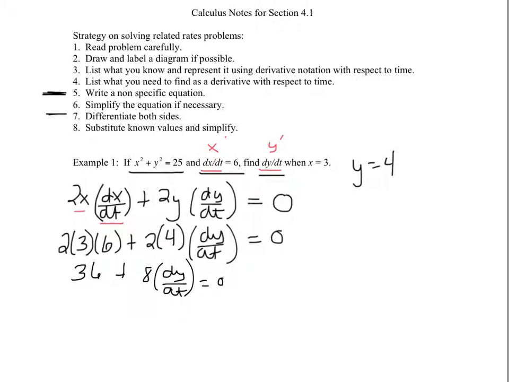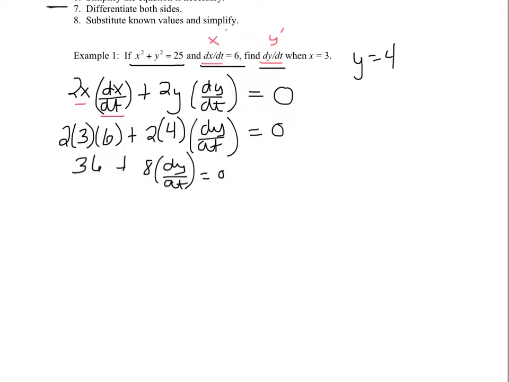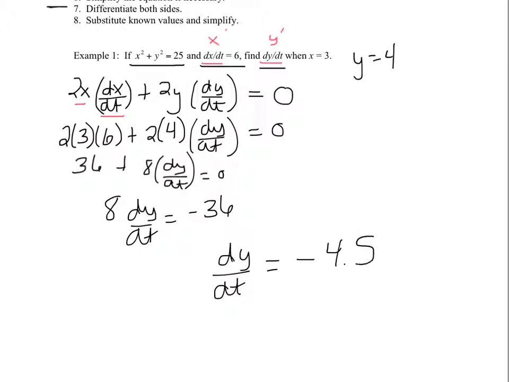Then I'm going to go ahead and subtract 36 from both sides. And I'm going to move this up so we have some more room. Subtract 36 from both sides, so we get 8 dy/dt equals negative 36. And when I divide both sides by 8, I get dy/dt, and that's what we wanted to solve for. So we've got it by itself. Well, negative 36 divided by 8 is negative 4.5. So our final answer is that y is changing with respect to time, when x equals 3 and y equals 4, at a rate of negative 4.5 units per whatever the time would be.